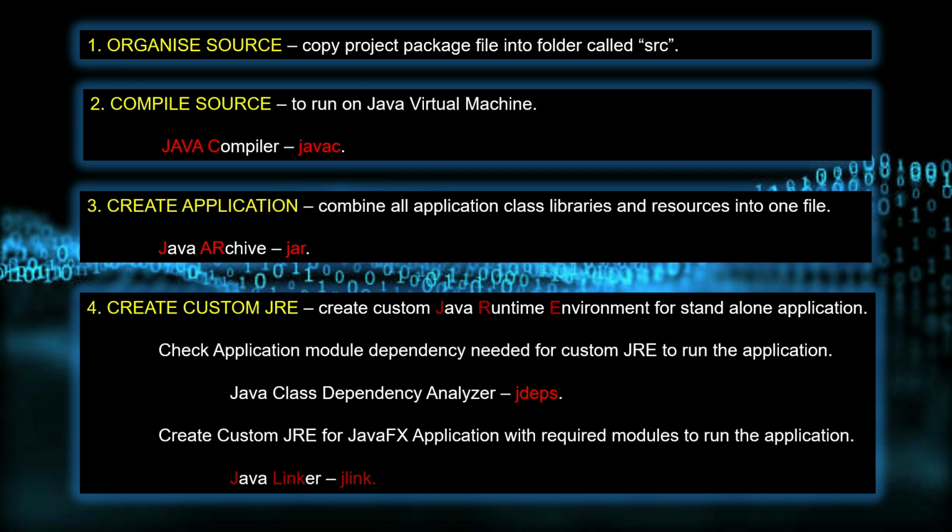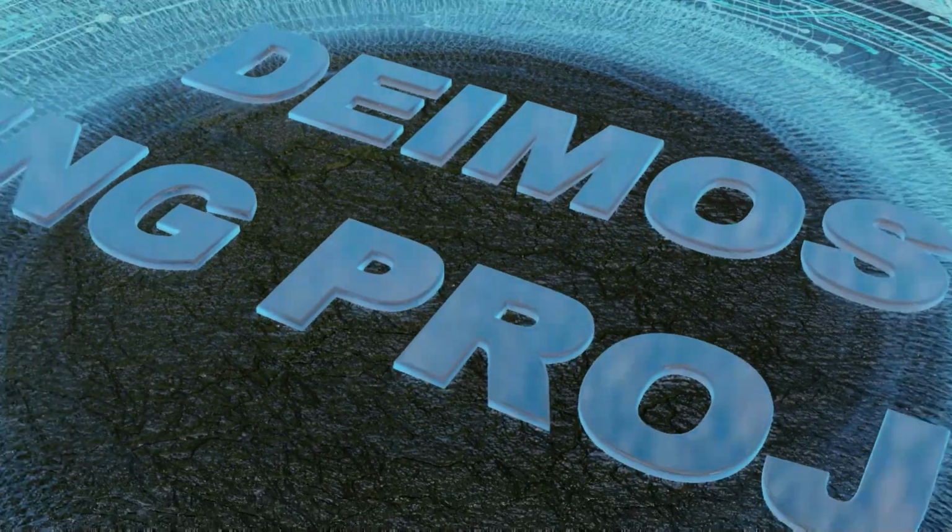We do this by checking the dependencies on the application, so all the actual modules that are required to run that application first. Then we create the custom JRE environment using jlink, which combines all the modules into one to run the application. Okay, let's get started.